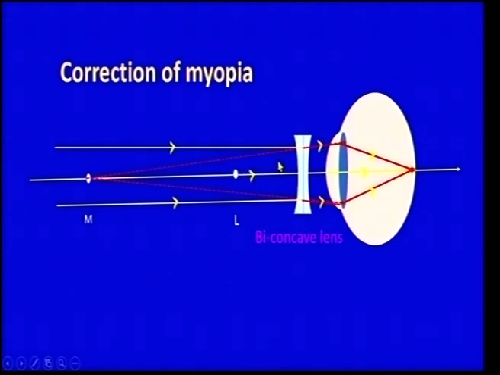Observe, children, once again: when the light rays coming from the longer distance are incident on the concave lens, it forms the image at the far point; we have to choose the lens like that. This virtual image formed by the concave lens behaves as an object for our eye lens, and it can form the image on the retina. So this is the way to correct myopia.